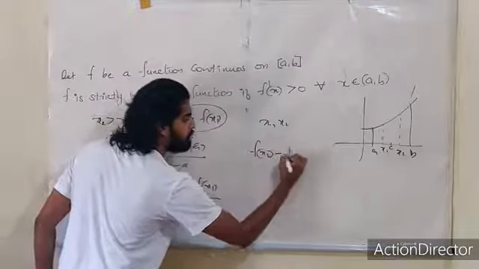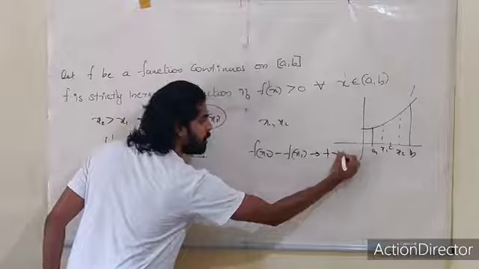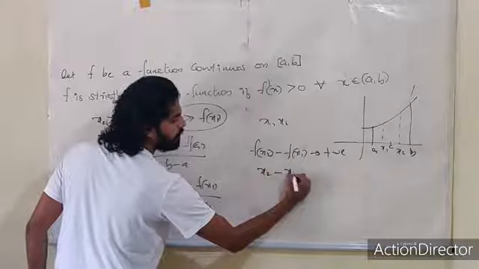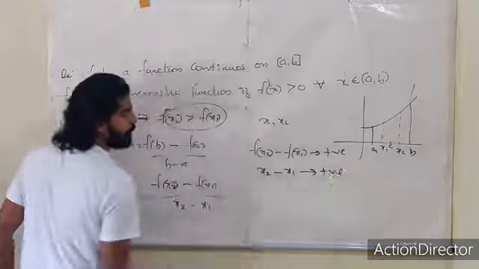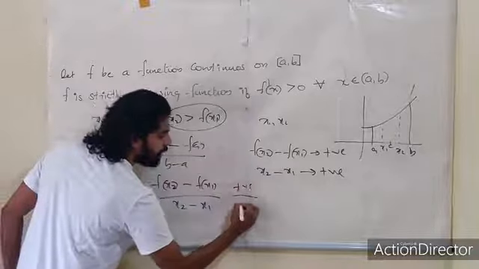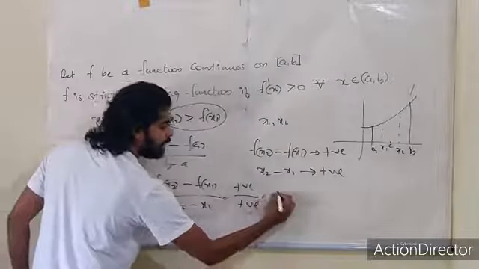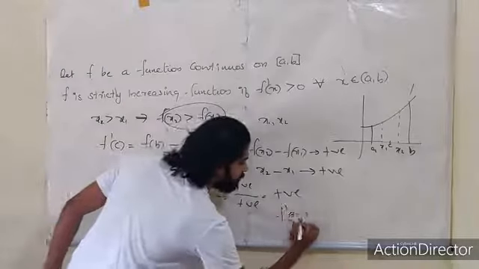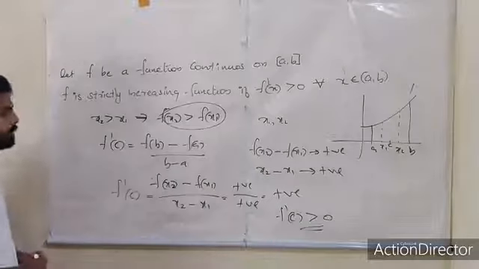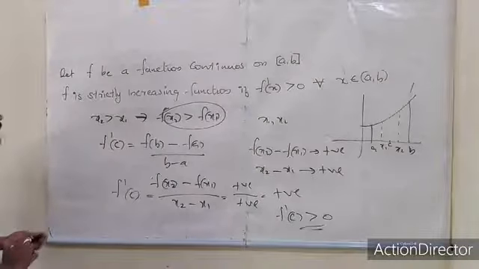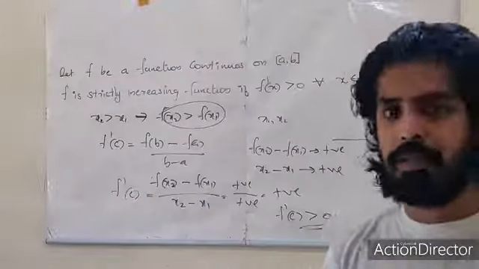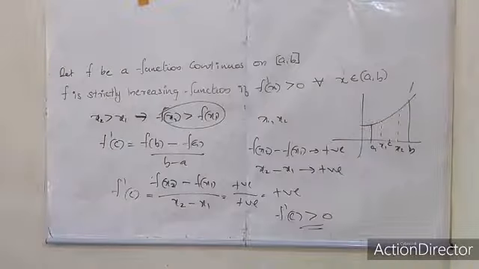f of x2 minus f of x1 is positive, or greater than 0. Like that, x2 minus x1 is also a positive value. So this is a positive divided by a positive value, so here it will be positive, or we can say greater than 0. So the derivative f dash of c will be greater than 0. That will be positive. This is how we can prove that the function is strictly increasing whenever the derivative is greater than 0. Okay, this is the proof of this theorem.